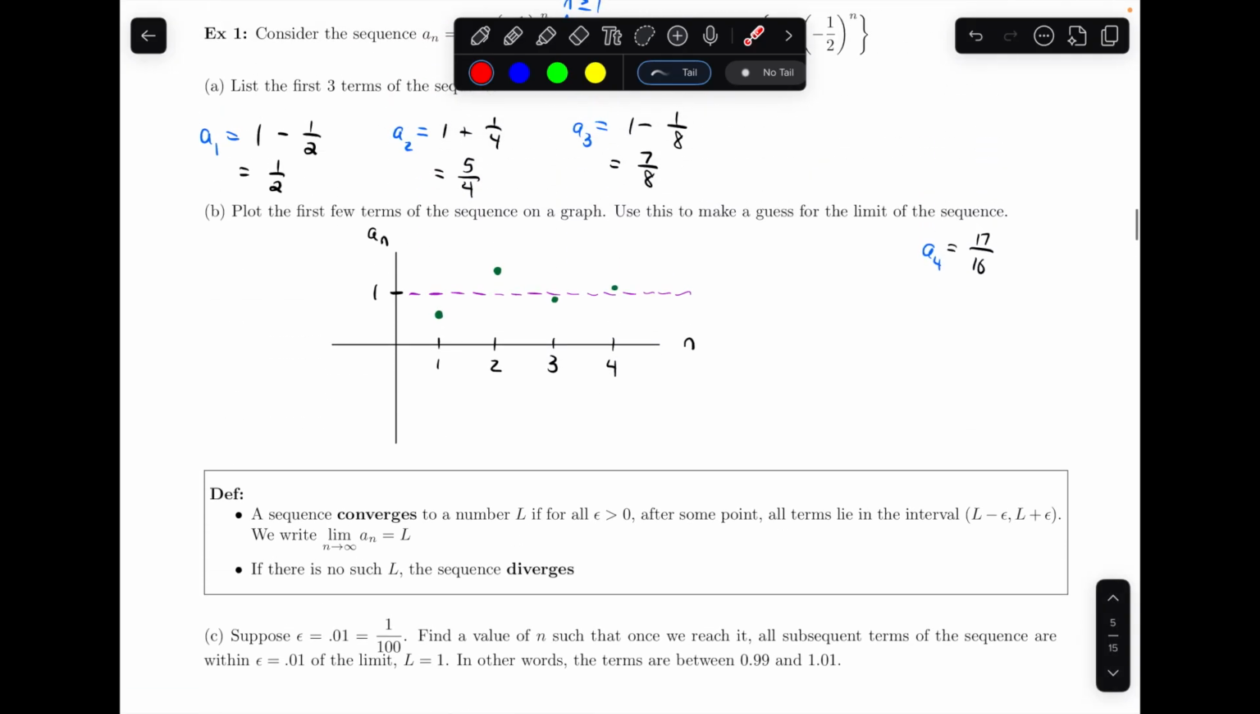Let's make this more precise. So I'm going to give a definition here, which says a sequence converges to a number L. So in this case, L is 1. That's what I think it converges to.